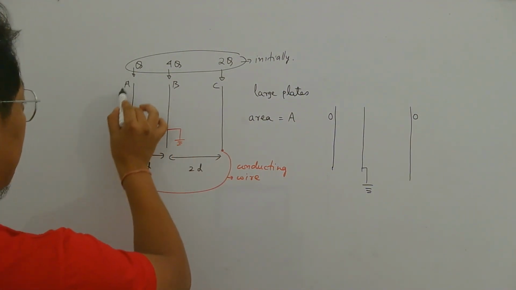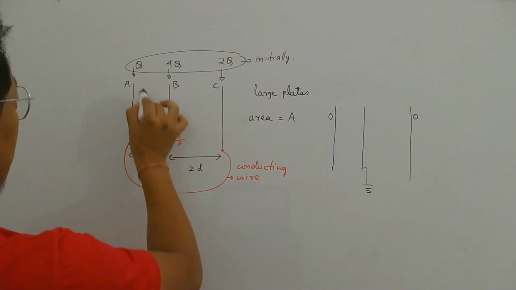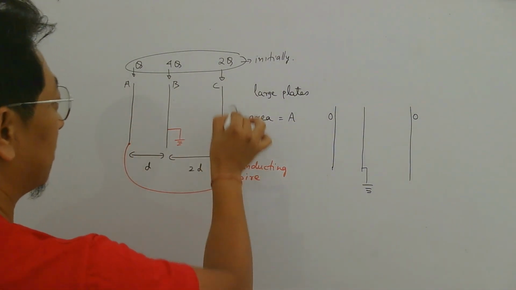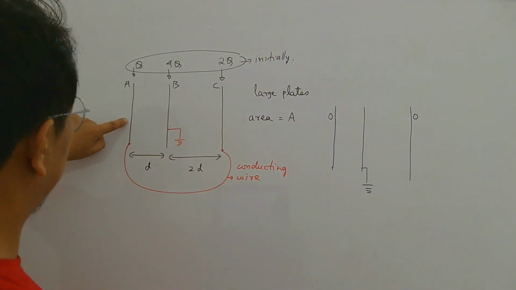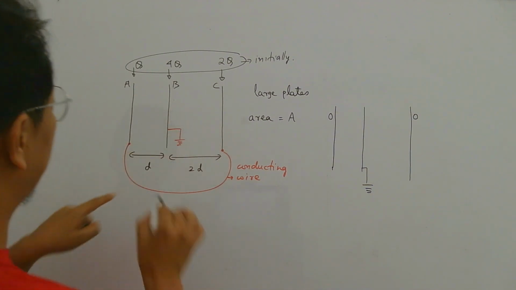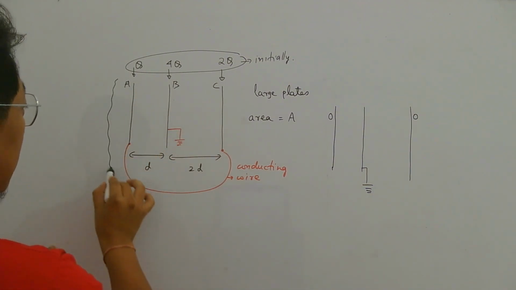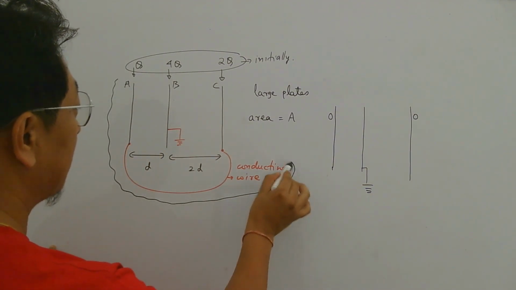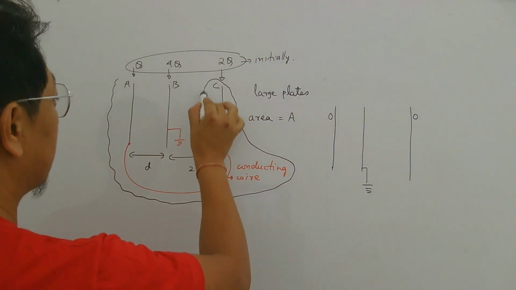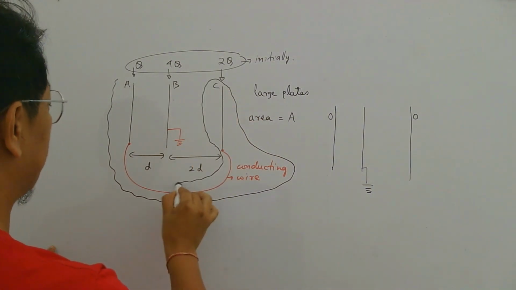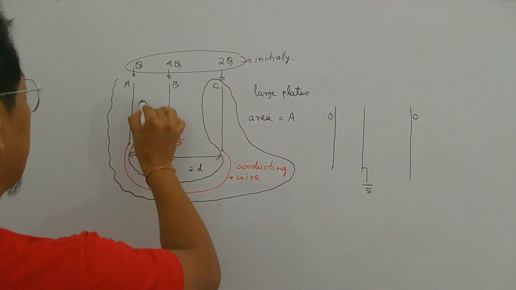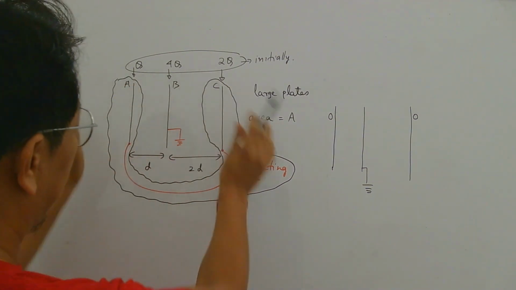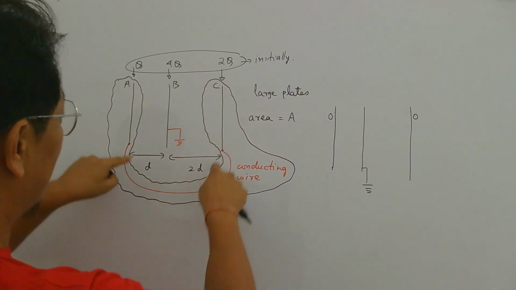So this system is not isolated because this is connected to this system. So this is not an isolated system. This is not an isolated system. But look carefully. This is an isolated system. This one. This is an isolated system, A and C together. So this is the boundary of the system.